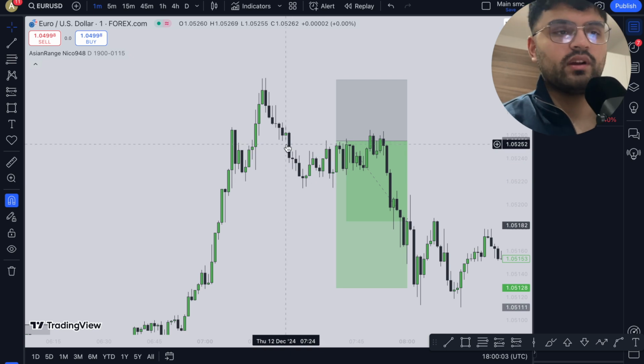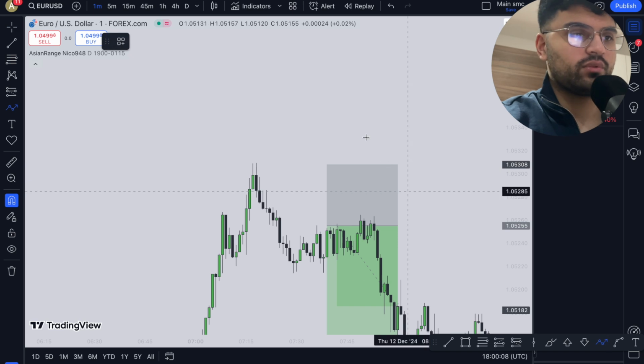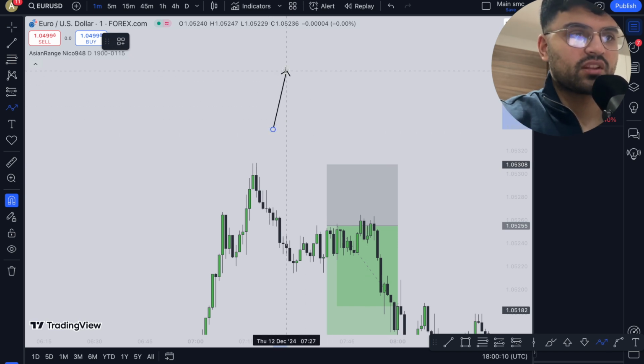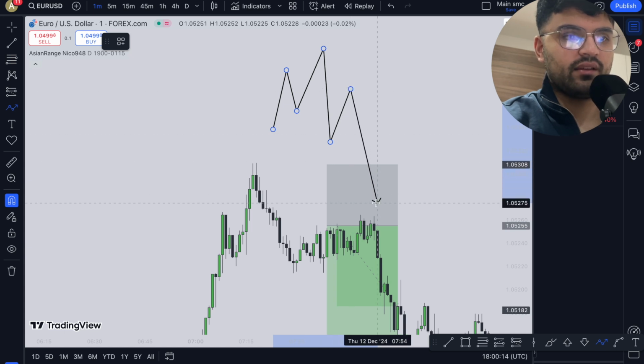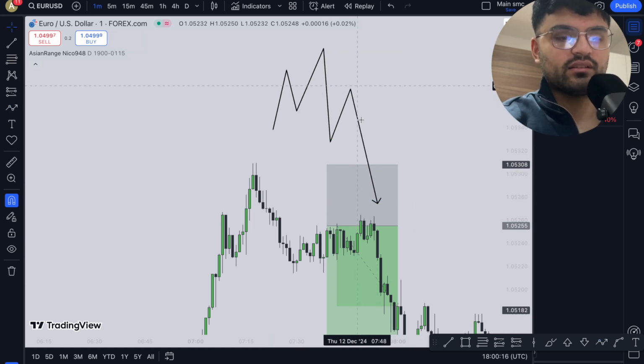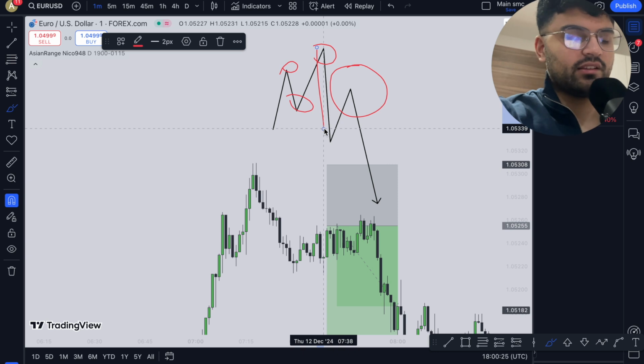We know the simple entry model anyway. We know the simple ICT break of structure, the 2022 mentorship model. Simply, we're looking for a swing low to be broken, such as this, a retracement, and then a continuation. We want to get in around this area right over there. Okay, we have a swing high, we have a swing low, swing high, break of the swing low, and that is what the entry model is.